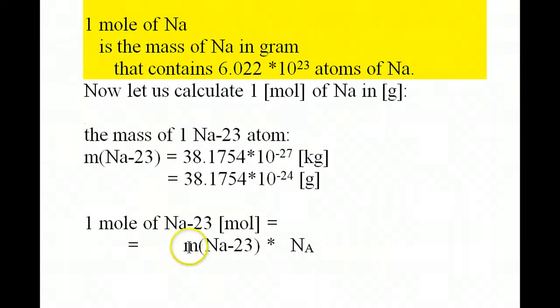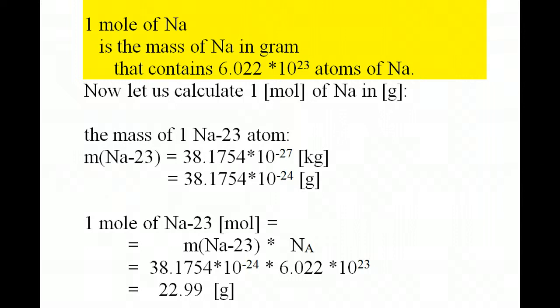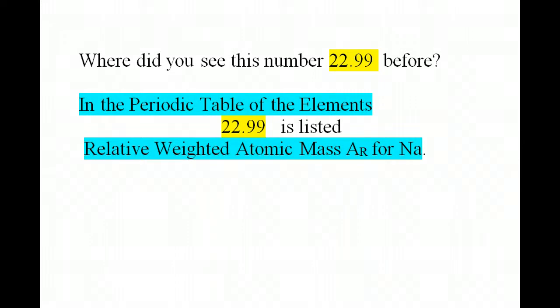The mass of that one atom we multiply by Avogadro's number NA, which is 6.022 multiplied by 10 to the power of 23. And the result is 22.99 gram. So 1 mole of Na23, sodium 23, is equal to 22.99 gram. Where did you see this number 22.99 before? In the periodic table of the elements, 22.99 is listed as the relative weighted atomic mass, Ar, for sodium, Na.